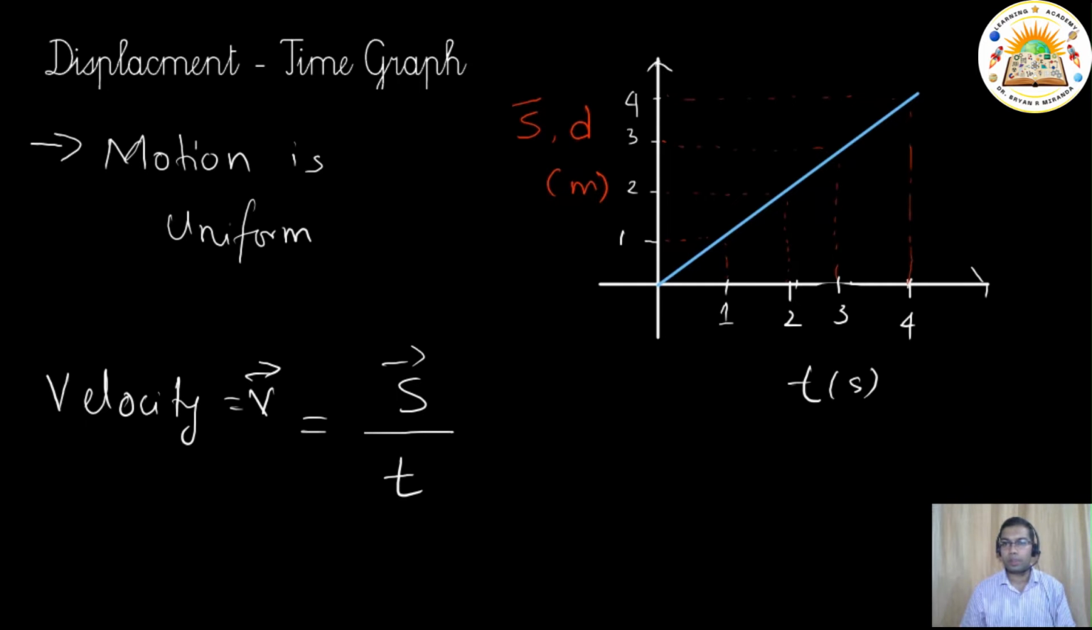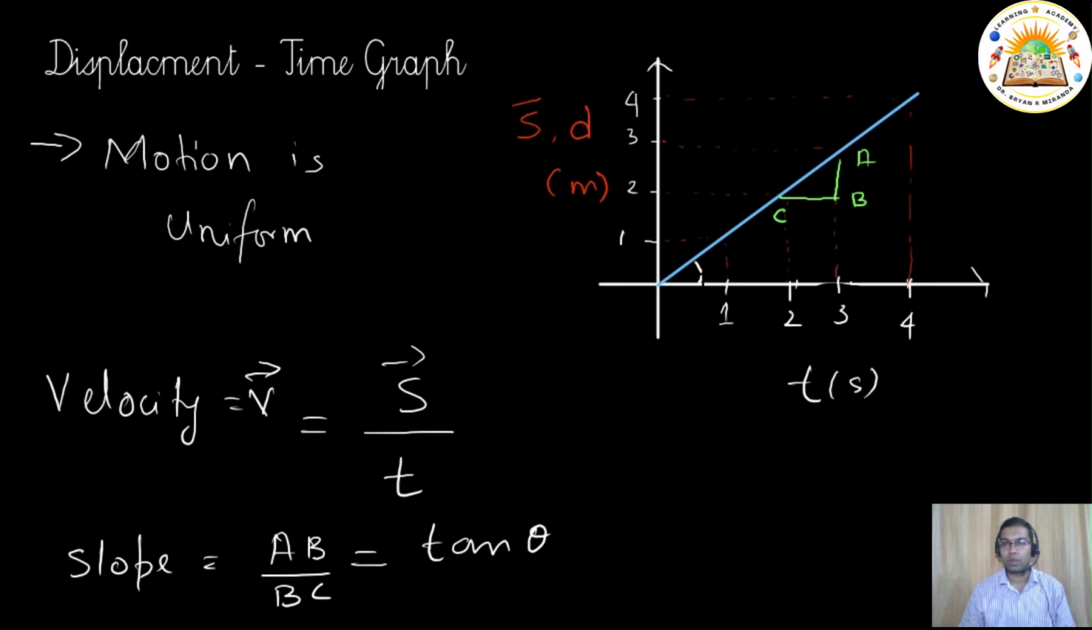For this, we will take the slope. When we say slope, we will take a small triangle, and I will name this A, B, and C. If I write slope, it is nothing but AB by BC, or mathematically this triangle is nothing but tan of the angle. So if this angle is theta, then this angle is also theta. So tan theta is AB by BC.